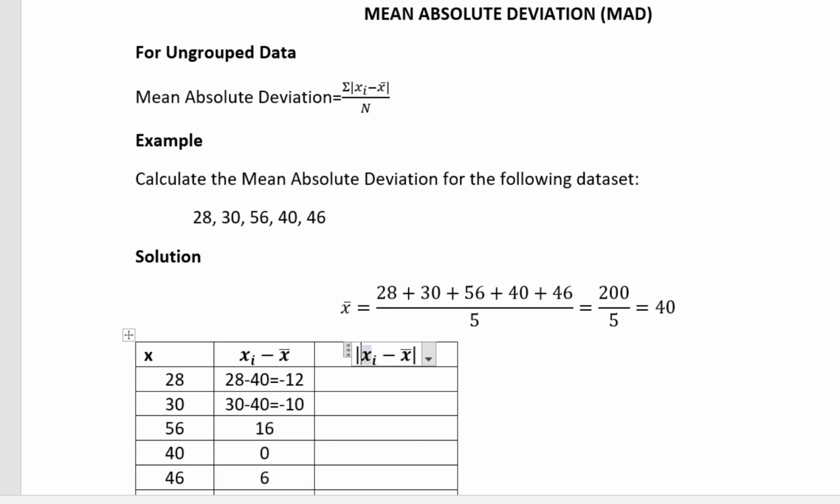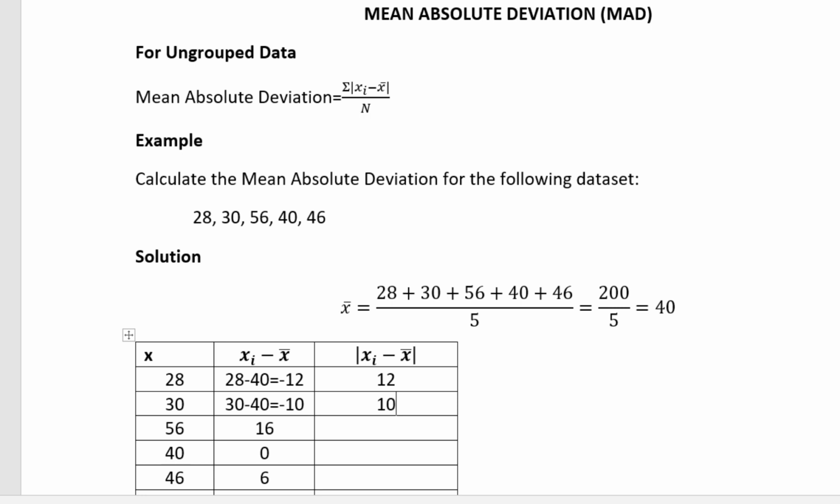Now the third and last column here will be gotten by writing the absolute values of this column. By absolute value, we mean that in case a value has a negative sign like this one here, negative 12, we ignore the negative. So the first one will be the absolute value of negative 12, which is 12. The next one is the absolute value of negative 10. We ignore the negative sign, so we write 10.